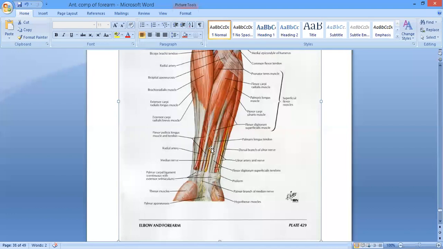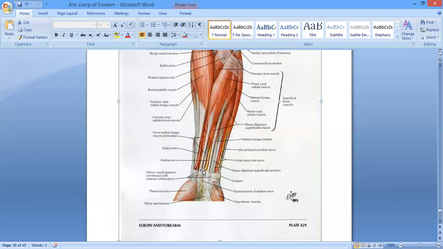I repeat it again, that in the lower part it is just about 5 centimeter above the wrist or the flexor retinaculum. It appears on the lateral aspect of the flexor digitorum superficialis, and at that time it lies between the flexor digitorum superficialis and the flexor carpi radialis, right? And then it will leave the forearm by passing through the carpal tunnel behind the flexor retinaculum, lying between the flexor digitorum superficialis and the flexor pollicis longus, right?